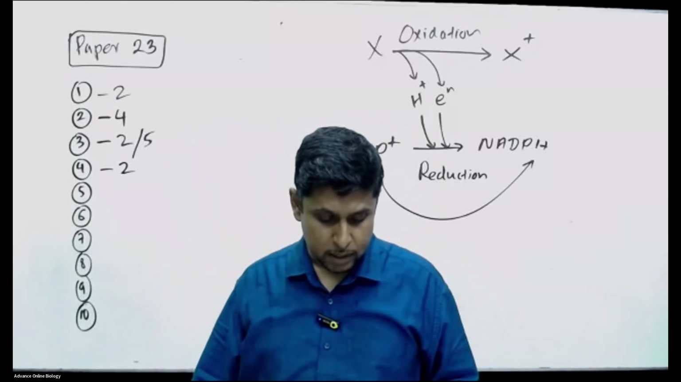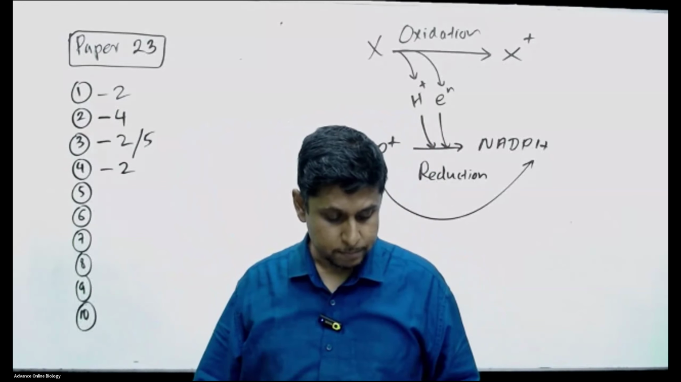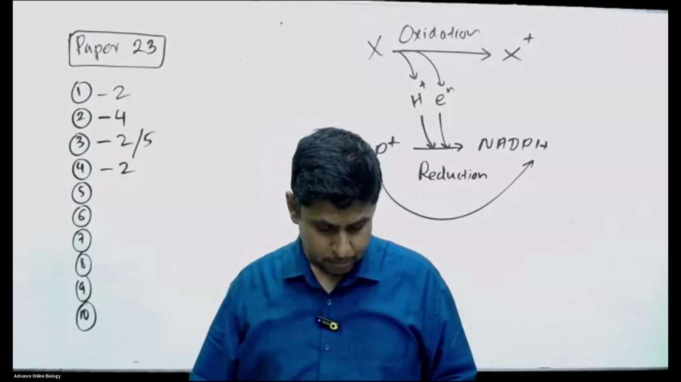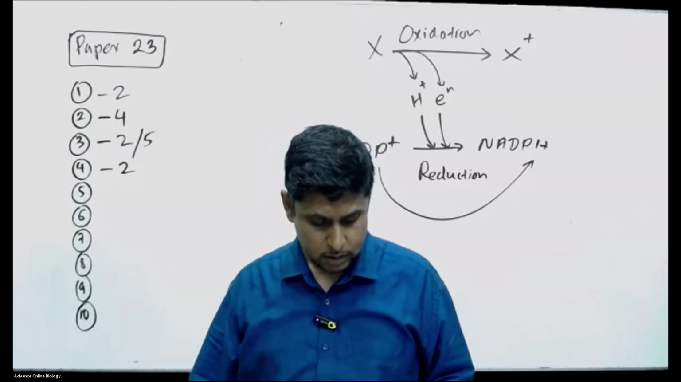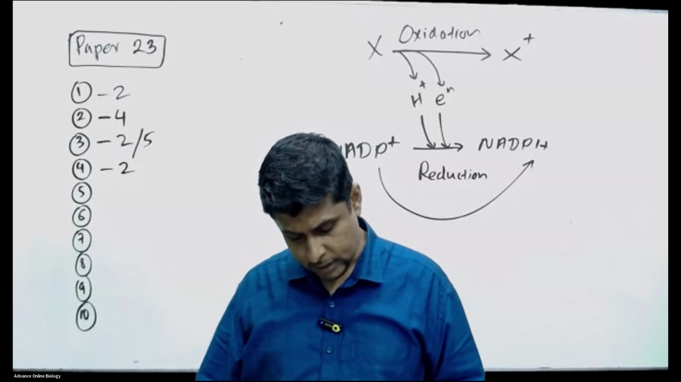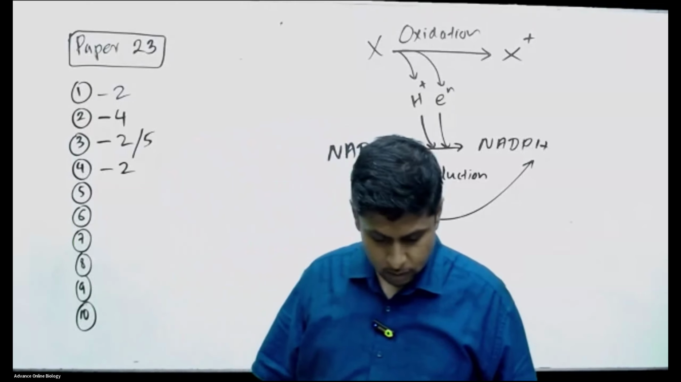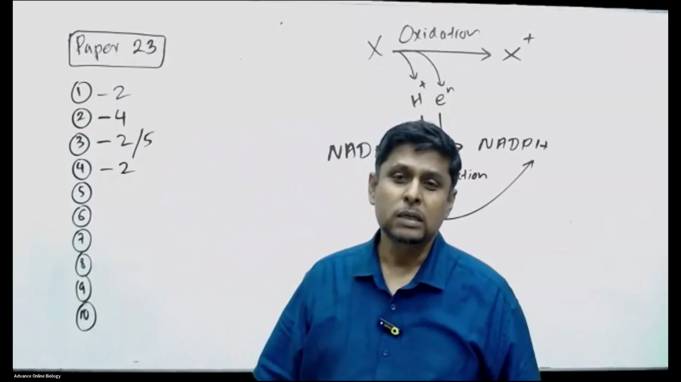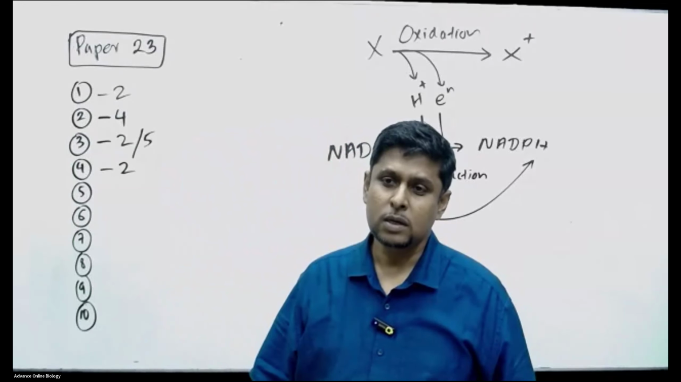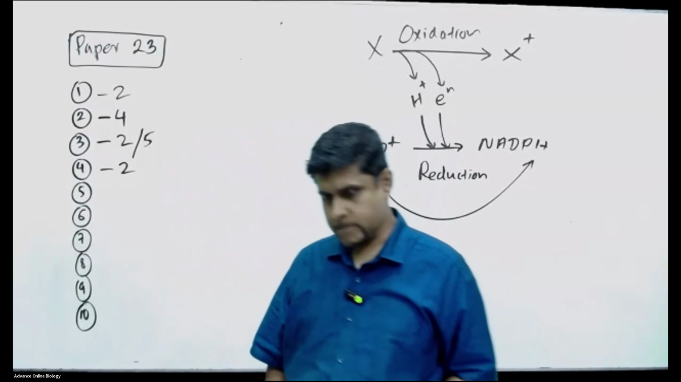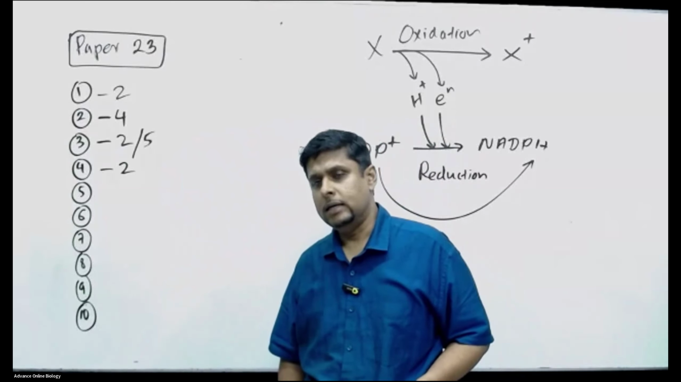3PGA, phosphoglyceric acid, is a primary product of photosynthesis in all plants. Wrong, neither. Phosphoglyceric acid is produced in C3 plants.